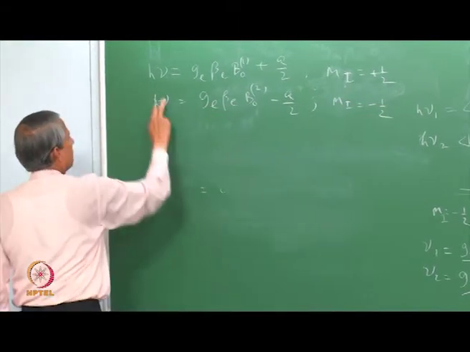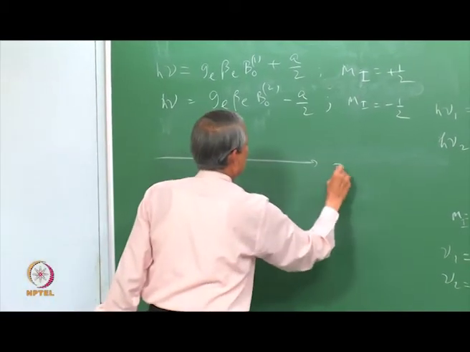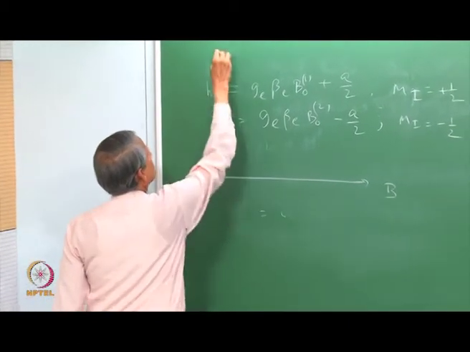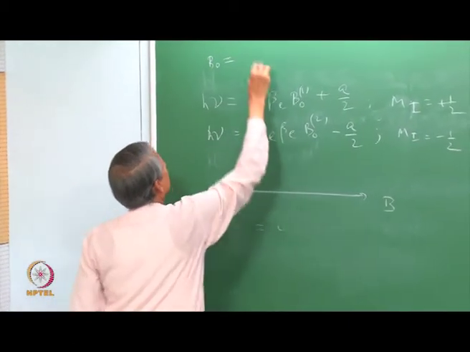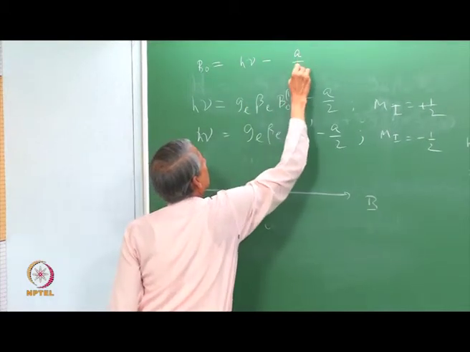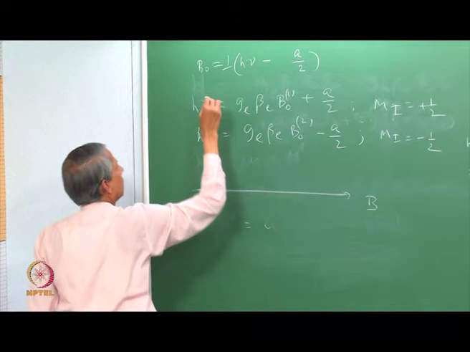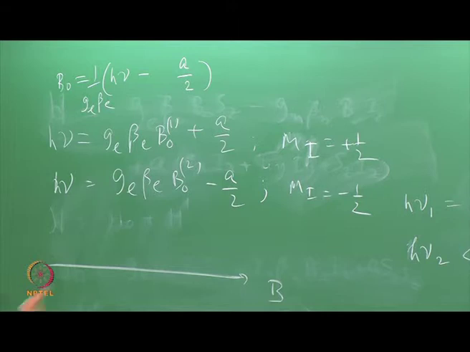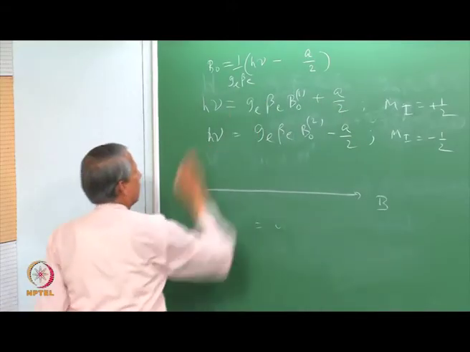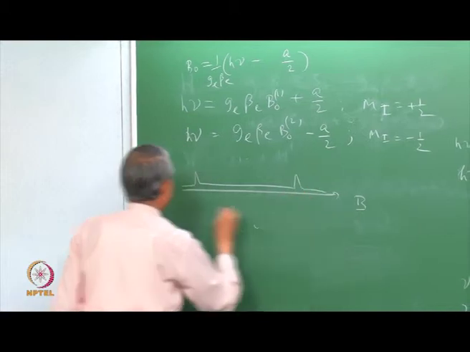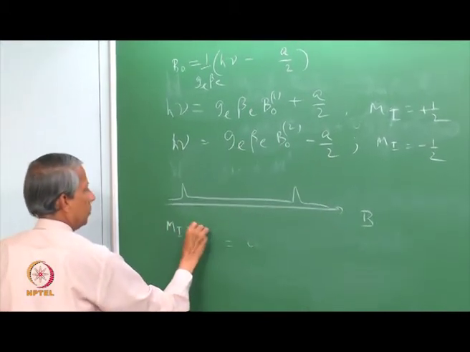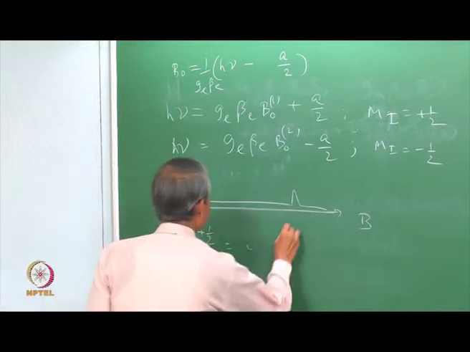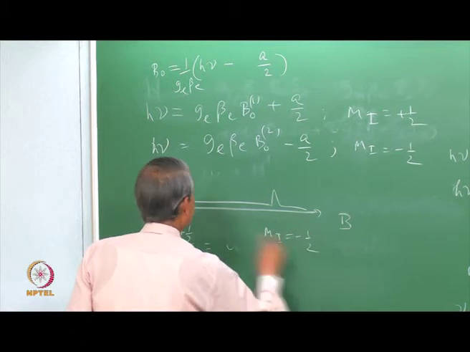So, here frequency is kept fixed. So, if I plot this as a function of magnetic field B0, then as this is fixed, my B0 comes out to be (h nu minus A by 2) divided by g_e beta_e. So, this will appear at the lower magnetic field. So, this mI corresponds to plus half, and here mI corresponds to minus half. You see how it changes now.